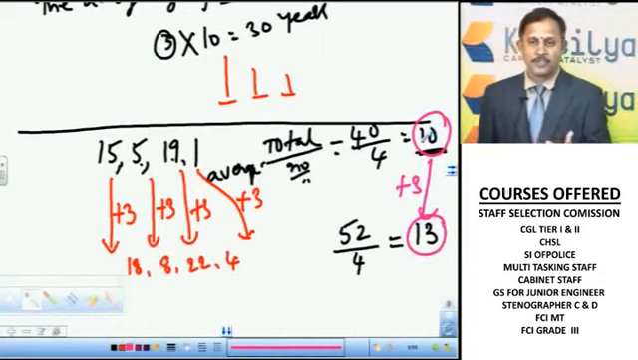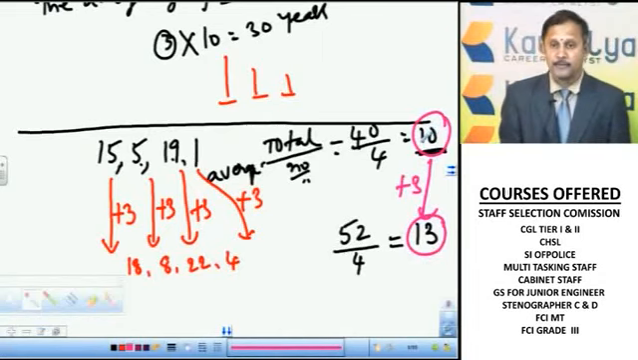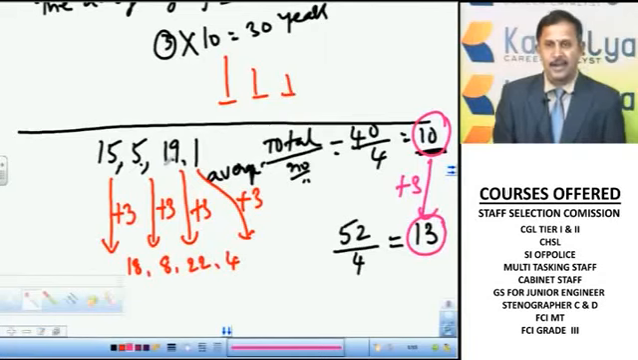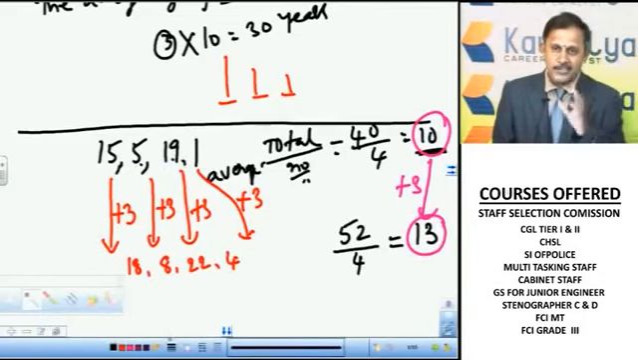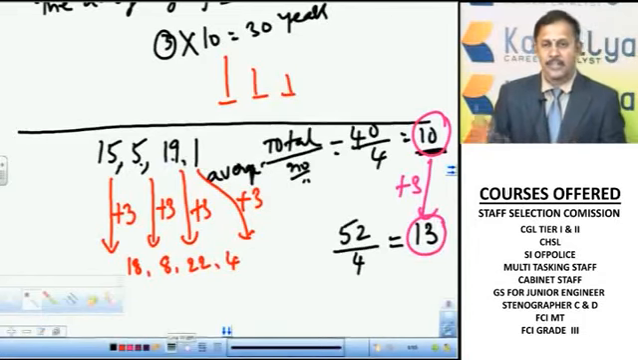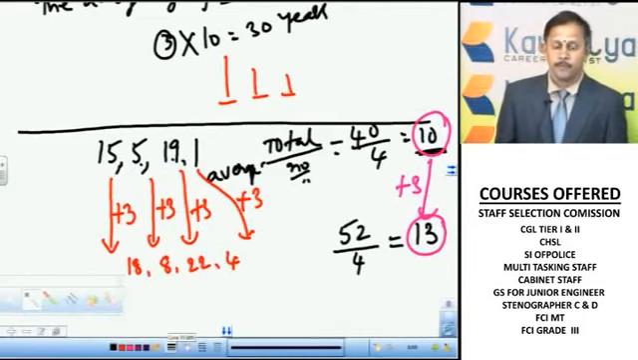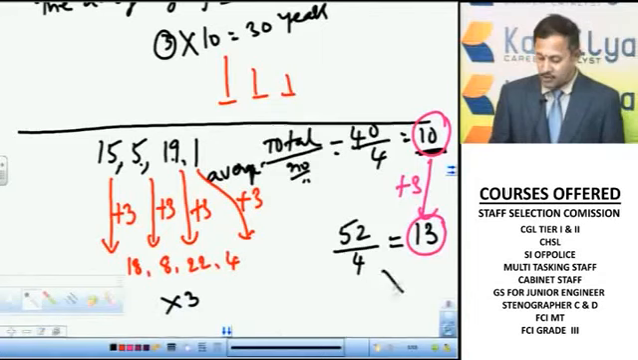And I will give one more example. Suppose 15, 5, 19 and 1, these are the 4 elements. Suppose each element is decreased by 2. Then the average also decreases by 2. Suppose each element is multiplied by 3. Average also multiplied by 3. Suppose each element is divided by 4. Average also divided by 4.